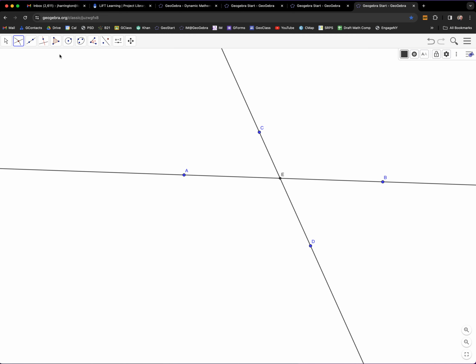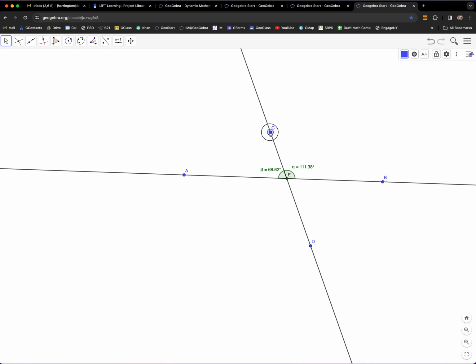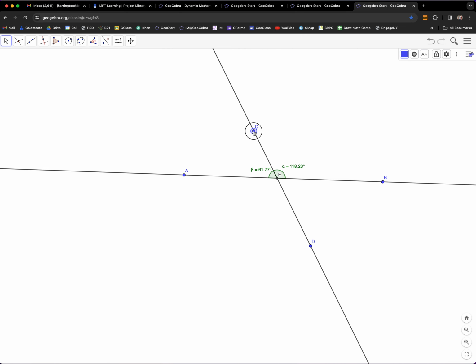Boom. All right. So if I look at these angles, these are just totally random. There's a measurement of that angle. And there's a measurement of that angle. And you'll find that if you look at these two numbers and you add them together, you will get 180. But we shouldn't be shocked by that because that's half of a circle, right?